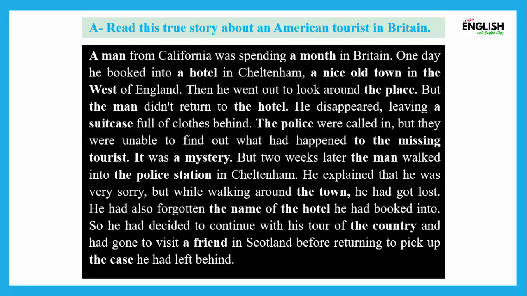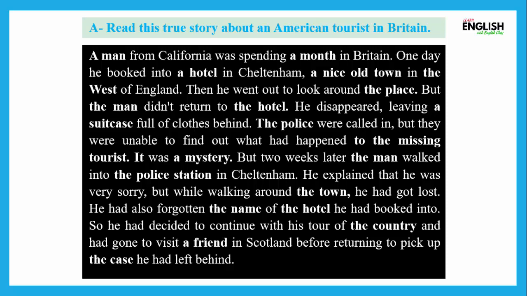Let's read together. A man from California was spending a month in Britain. One day he booked into a hotel in Cheltenham, a nice old town in the west of England. Then he went out to look around the place, but the man didn't return to the hotel. He disappeared, leaving a suitcase full of clothes behind.